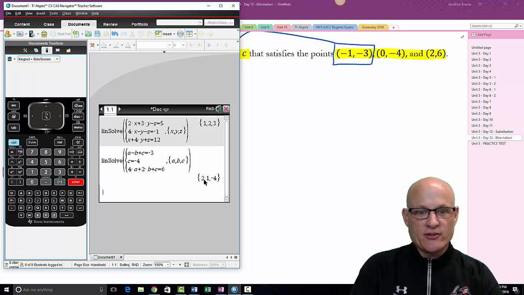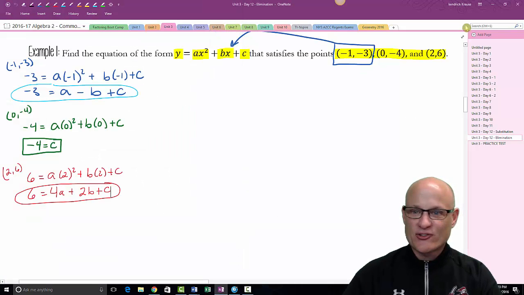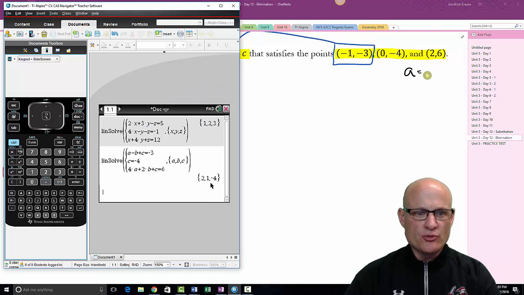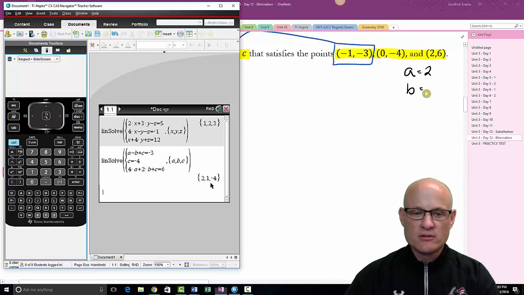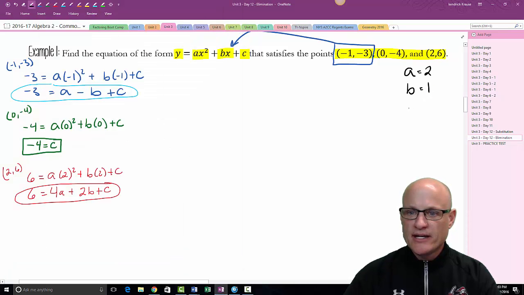Well, there's my equations. A is 2, B is 1, C is -4. So I can already start out with that information. Do it in black. So A is 2, B is 1, and C is -4.